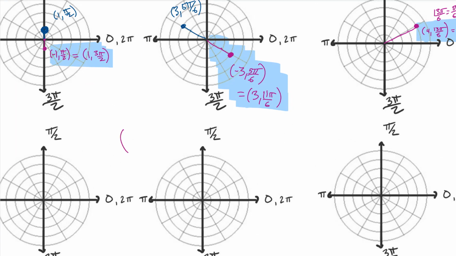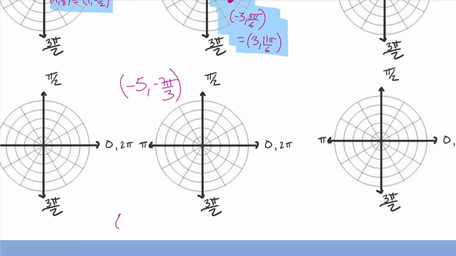And let's get weird. Let's go negative 5 comma negative 7 pi over 3. Let's throw it all together here. Well, first off, I don't like that. I'm just not a big fan of negative 5 comma negative 7 pi over 3. I'm thinking let's add 2 pi to negative 7 pi over 3. And you're going to get negative pi over 3. Well, that's better, but I still don't like it.